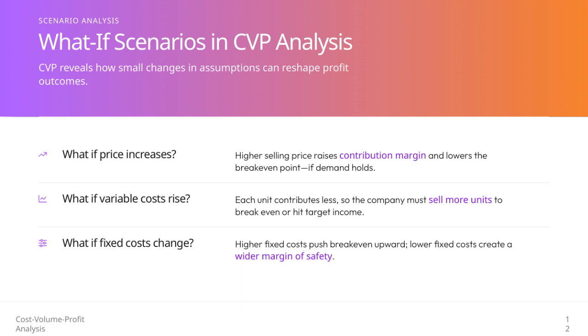Changes in fixed costs also play a big role. If fixed costs go up, the break-even point moves higher, making it tougher to avoid losses. Conversely, if fixed costs drop, we enjoy a wider margin of safety, giving us more cushion against sales fluctuations. These what-if scenarios are invaluable for planning and making informed decisions.